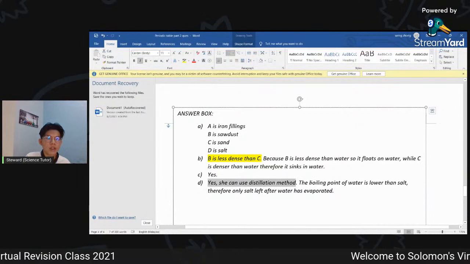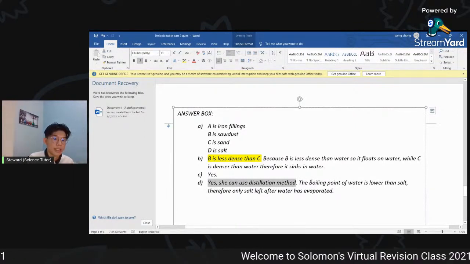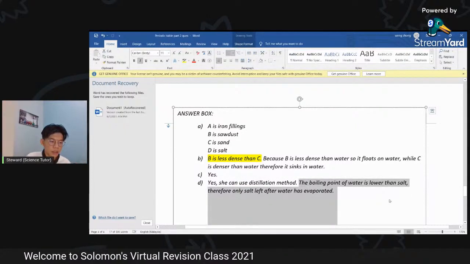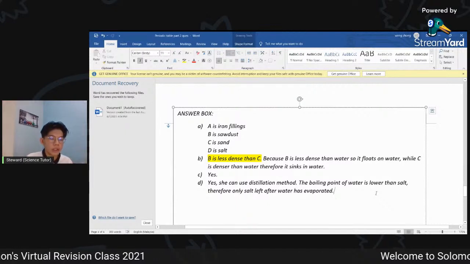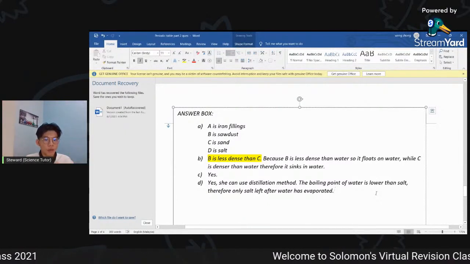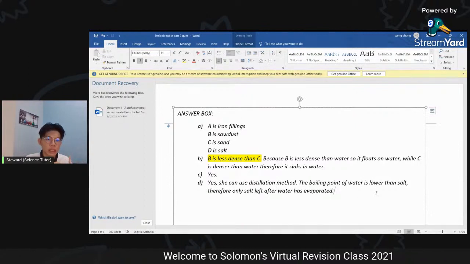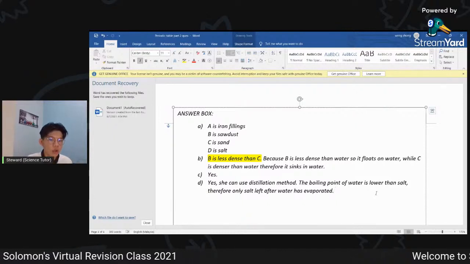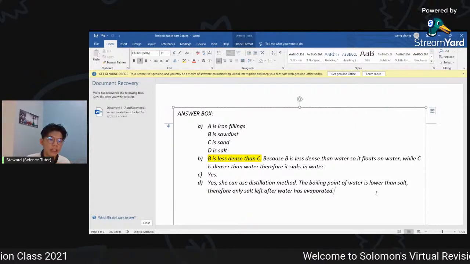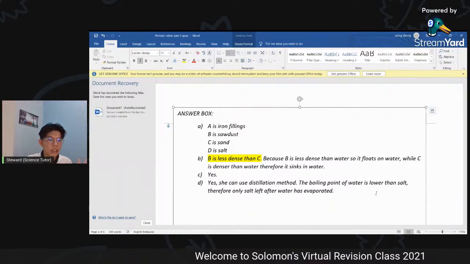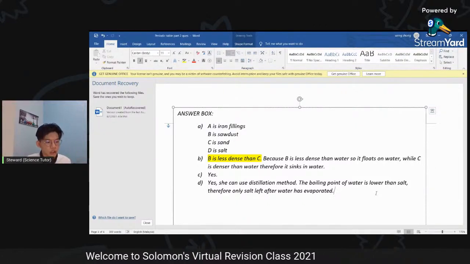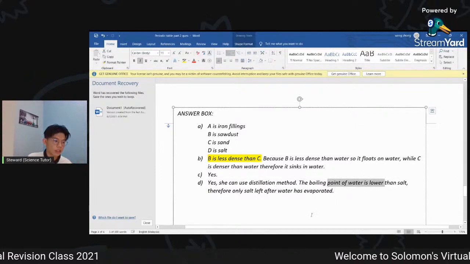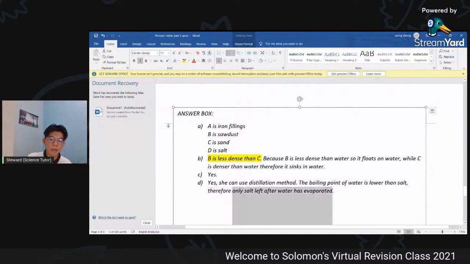Okay, distillation maksudnya kita guna different boiling point punya mixture kan, miscible liquid mixture kan. So the boiling point of water is lower than salt. Okay, maksud dia kalau kita nak boil water, kalau kita nak buat water tu evaporate lah, kita just guna 100 degree Celsius cukup dah. Tapi bayangkan untuk salt, kita guna 100 degree Celsius cukup ke tak? Boleh buat dia cair, boleh buat dia keluar vapor ke tak? Tak boleh kan? 100 terlalu rendah. So maksud dia, boiling point of water is lower than salt. Therefore, only salt left after water is evaporated.